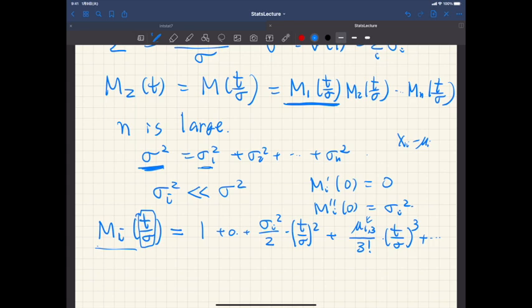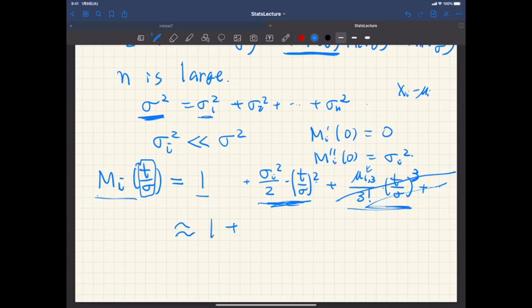So we have this Taylor series, but, okay, so this is 0, and compared to this term is very small. And compared to this term, the third term is very, very small, because we're trying to evaluate t around 0, so t divided by sigma to the power of 3 is a lot smaller than t over sigma to the power of 2. So approximately, we can ignore all the higher order terms and just leave the first two terms. Okay, approximately.